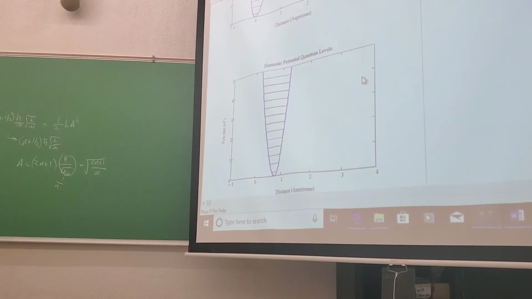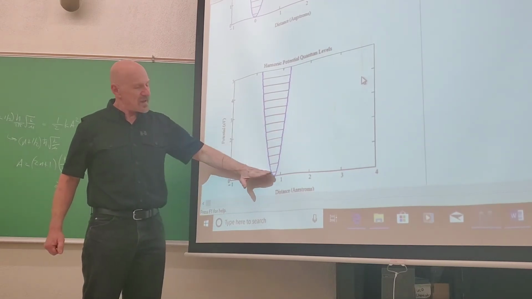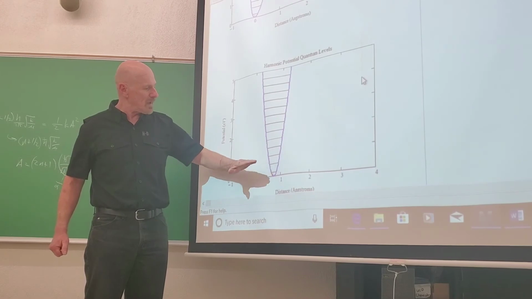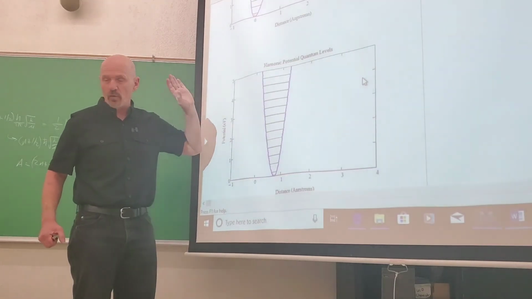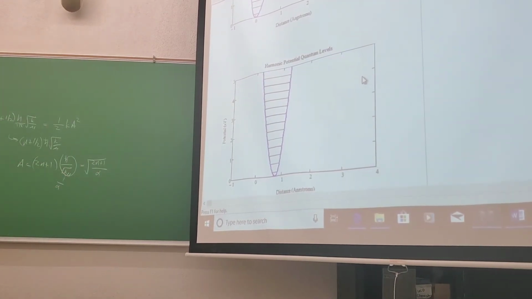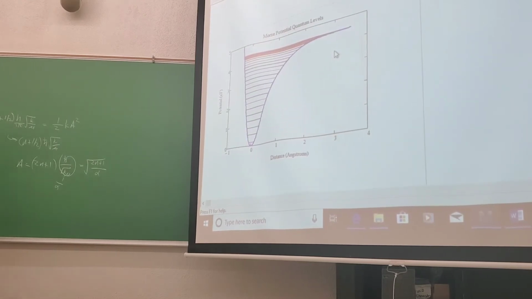For the Hooke's law model, there's the potential energy here. The energy levels are evenly spaced. So you get n equals 0, n equals 1, 2, 3, 4, 5, 6, 7, and so forth. If you incorporate a Morse potential, you get an interesting result.